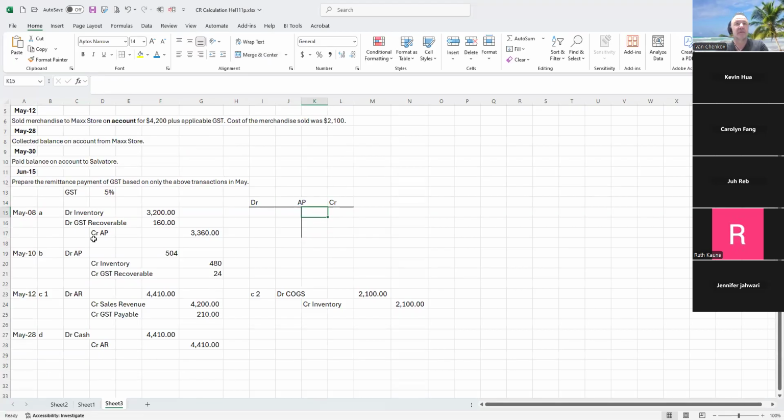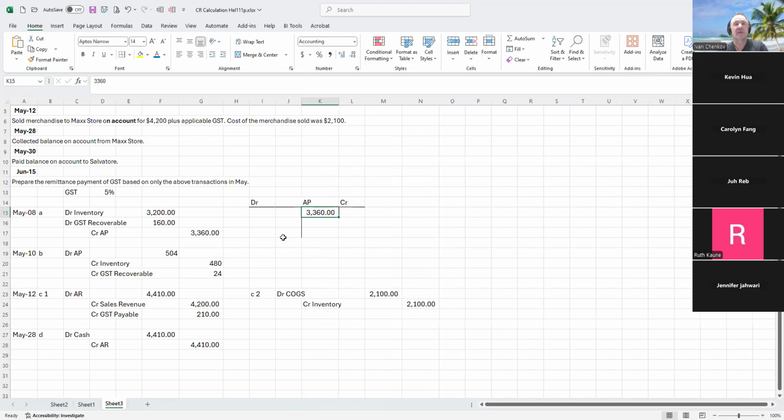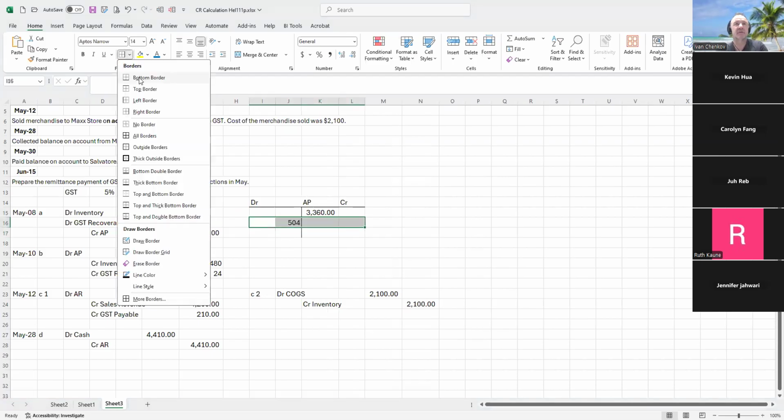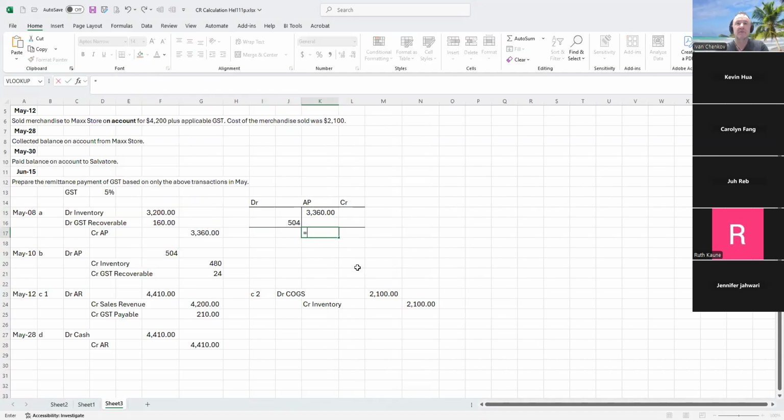What do I have first? I have $3,360 that I have to pay. Then I return $504. So how much do I have to pay this person or this vendor? It's going to be this one minus that one. This is the amount that we have to pay.